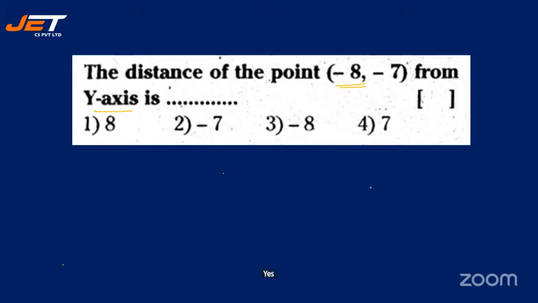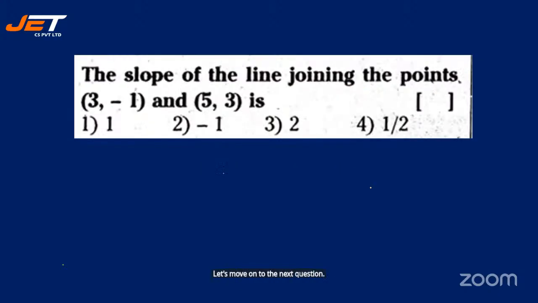Yes, it is 8. Correct? So that's what we actually discussed, isn't it? Okay. Let's move on to the next question. The slope of the line joining the points 3, minus 1 and 5, 3. Quickly work it out and then give me the answer, students.